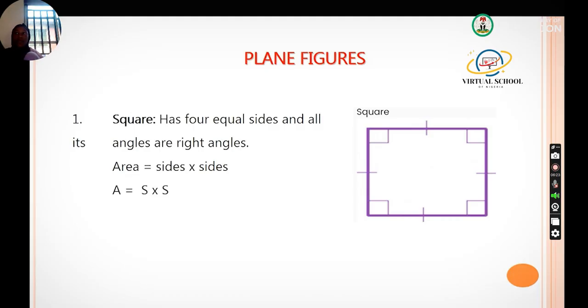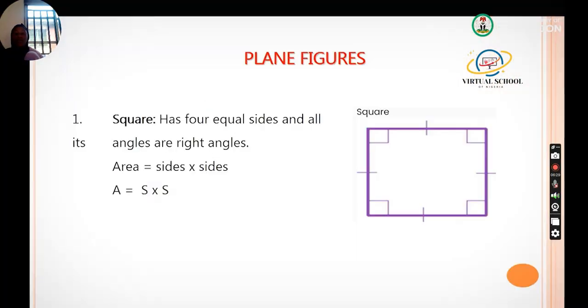So we are not going to use the method of counting the square units that we applied in the previous example. The shortcut is to multiply the side by side. So this is a side, this is another side. So if you are to get the area of a square, you have to multiply the measurement of this side by this side to give us the area of our square.